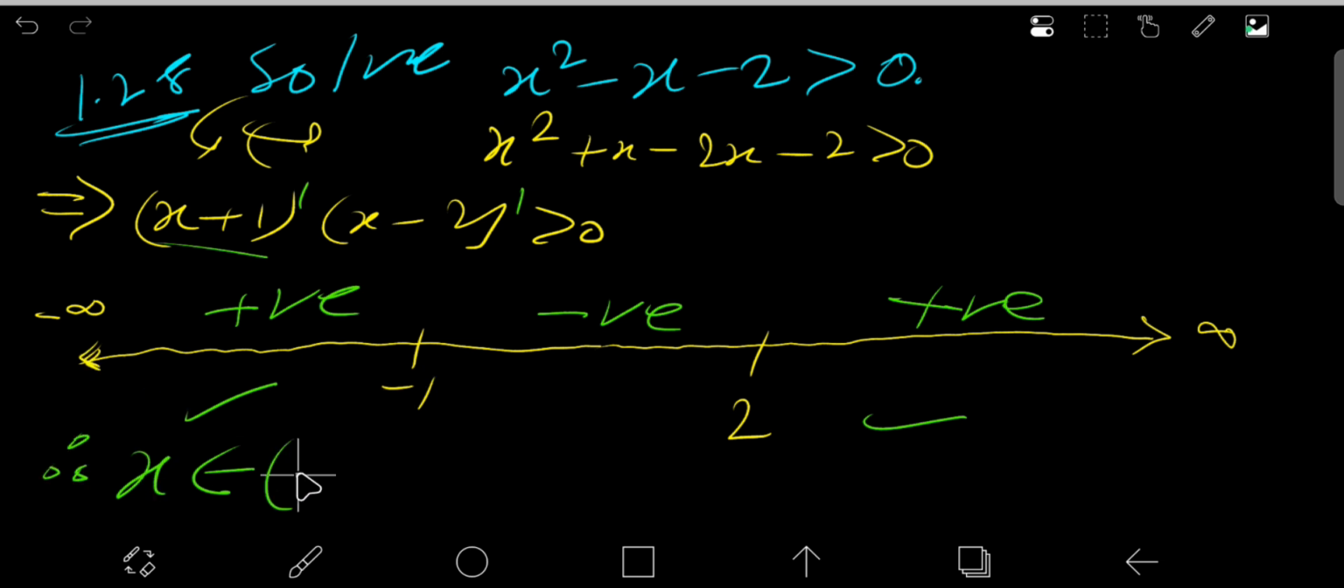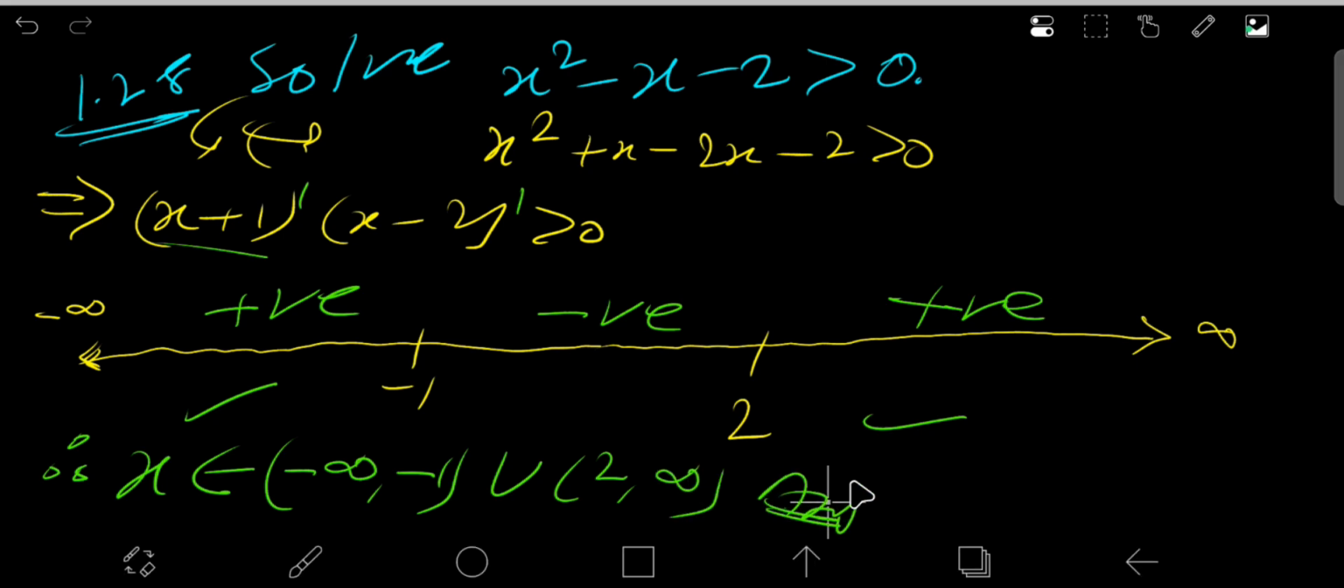So the final solution is: minus infinity to minus 1, open interval, union 2 to infinity, open interval. So this is my answer. Any doubt here? No? If you have doubt, then comment in the comment section.